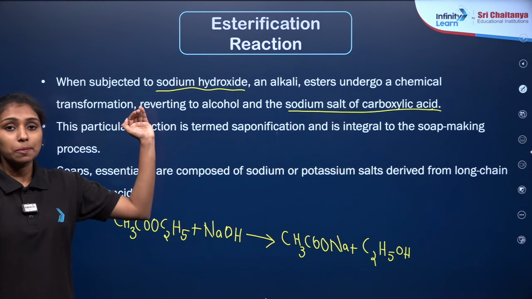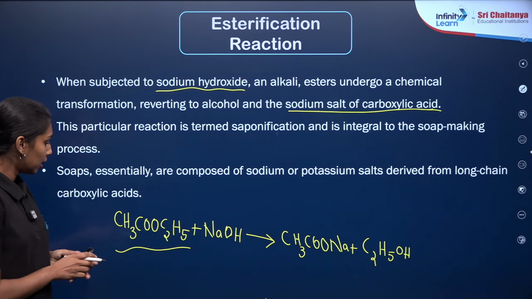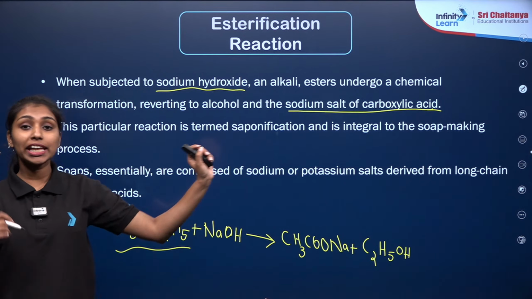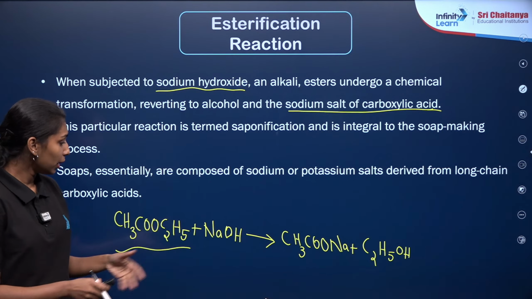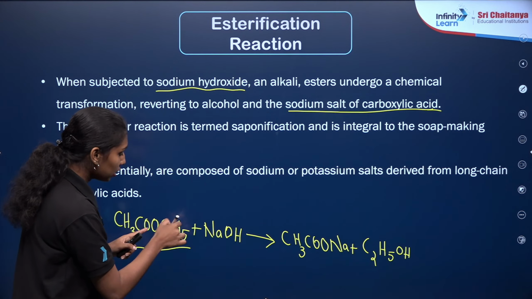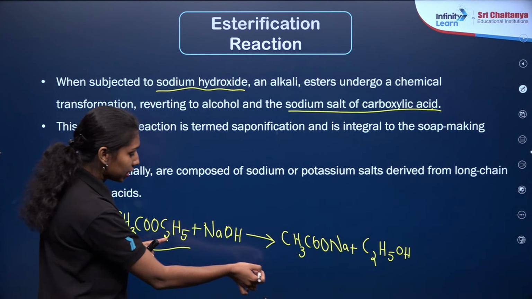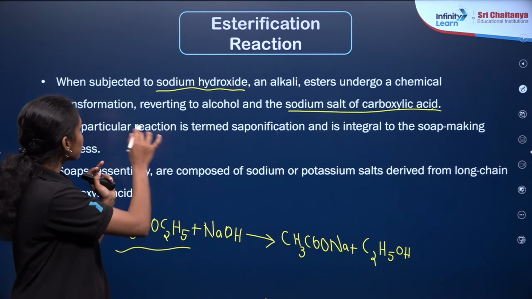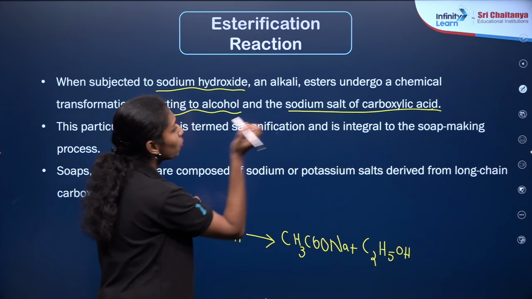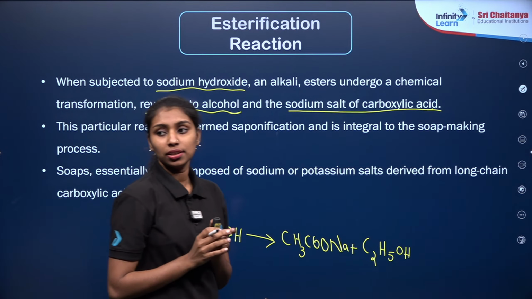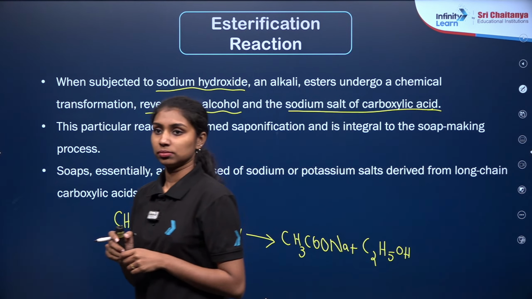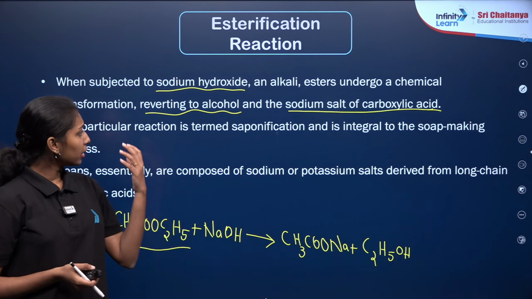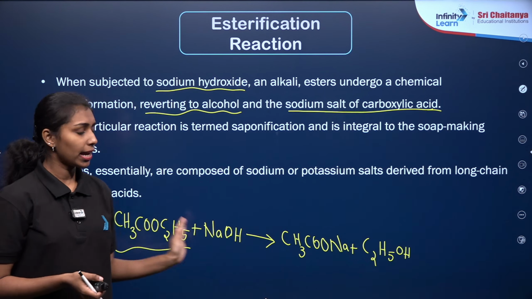So for example, when we are subjecting the resulting ester here with NaOH as an alkali, what is forming here? The esters undergo a chemical transformation. It will take this Na towards it and form sodium acetate, right, sodium acetate, and it will revert the alcohol, which will be ethanol. That is the same sentence which is given here, reverting to alcohol and the sodium salt of carboxylic acid. Is that clear? Is there any doubt about this explanation or this reaction?